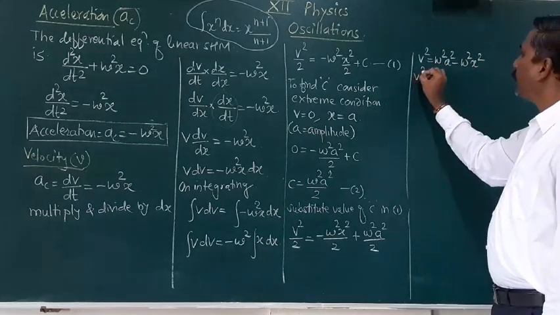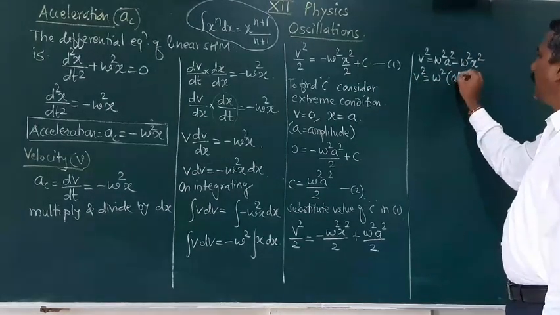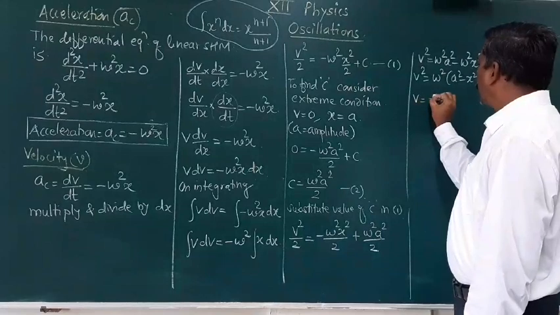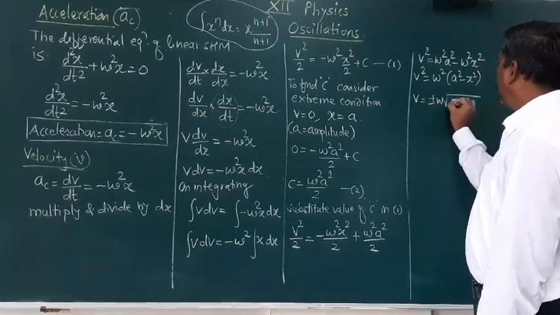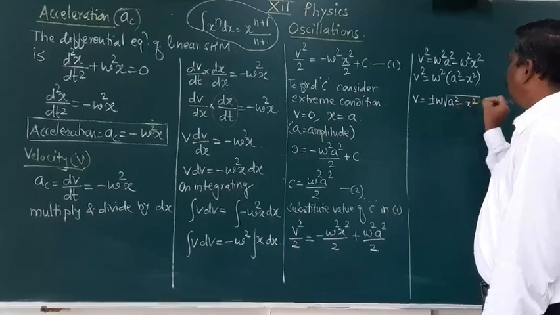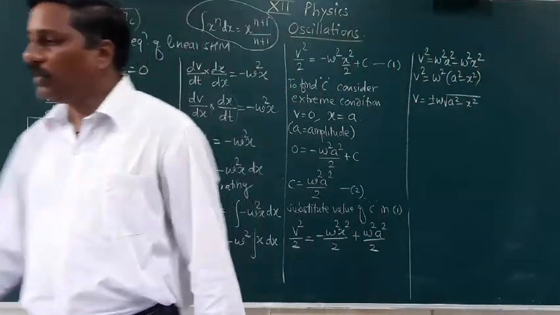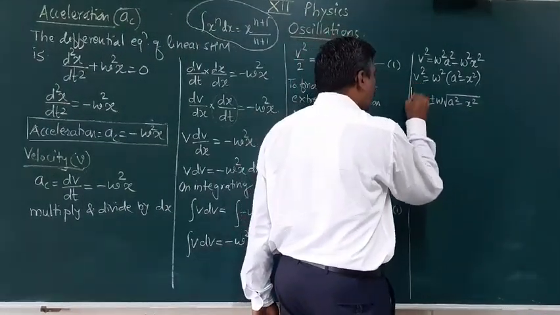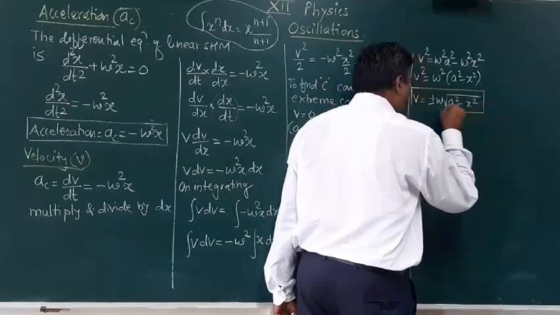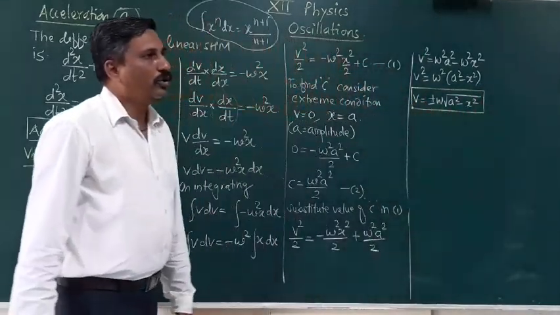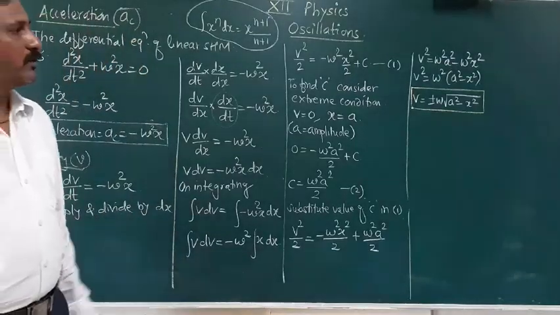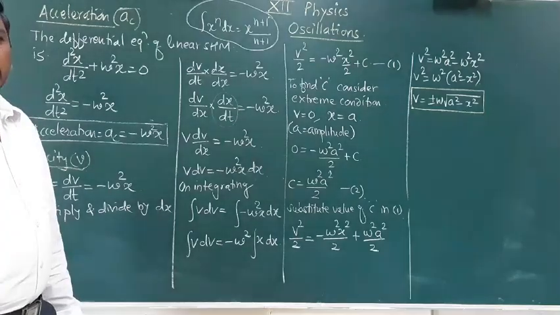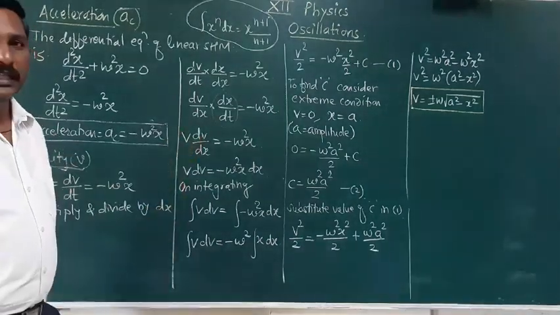Now taking omega square as common, we are getting a square minus x square, or simply v equals plus or minus omega into root a square minus x square. This is the value of velocity of a particle performing linear SHM. That velocity is given by v equals plus or minus omega into root a square minus x square. This is one of the most important formulas from the chapter linear SHM.